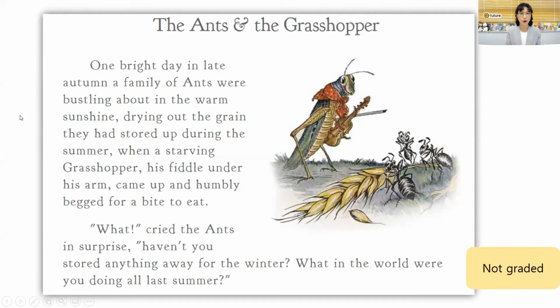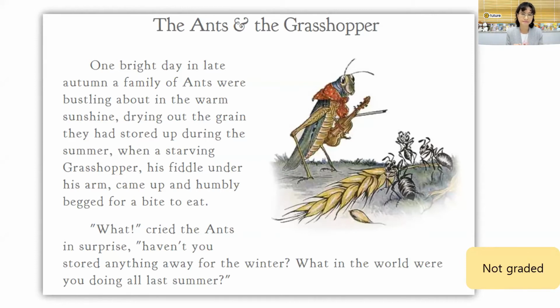Remember, you're 9 years old, right? See if you can read this. This story is not graded. Okay, I think this version is for native children, right? So let's try to read this. One bright day in late autumn, a family of ants were bustling about in the warm sunshine. Bustling? Do you know this word? Maybe, maybe not. Drying out the grain they had stored up.